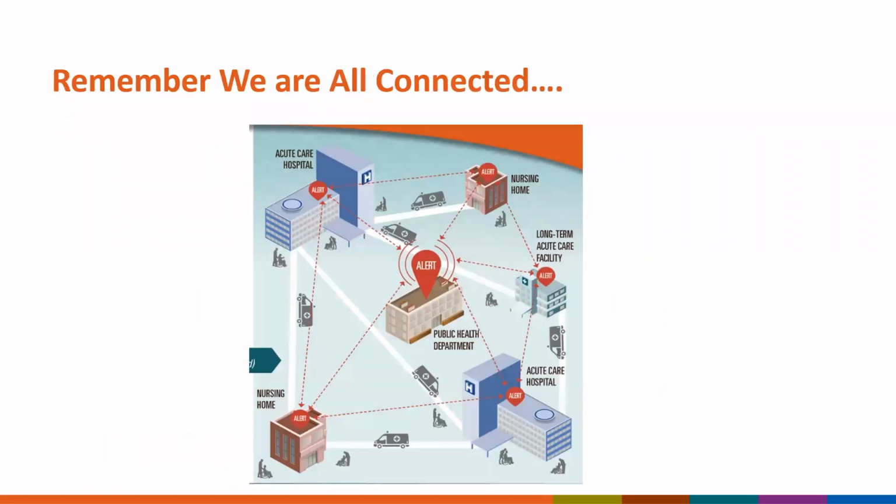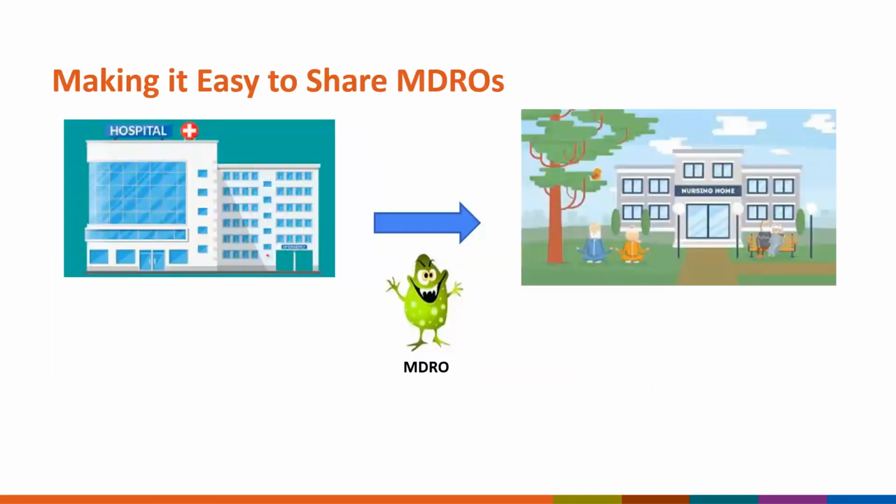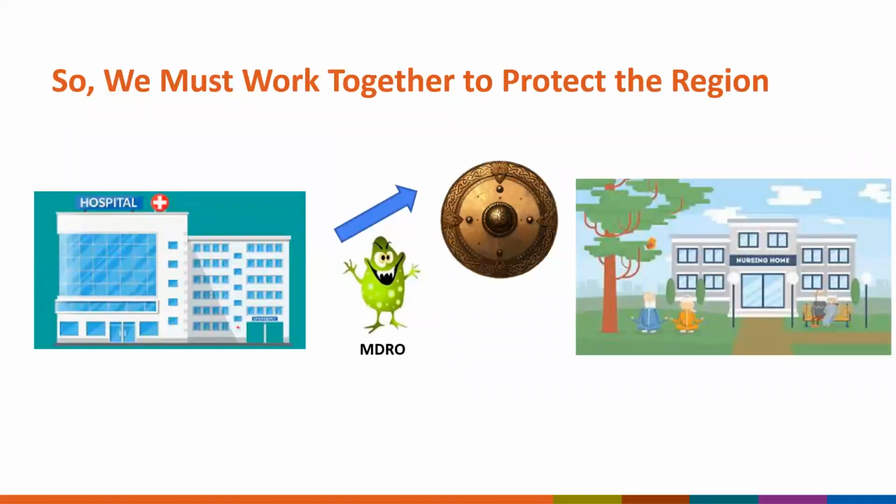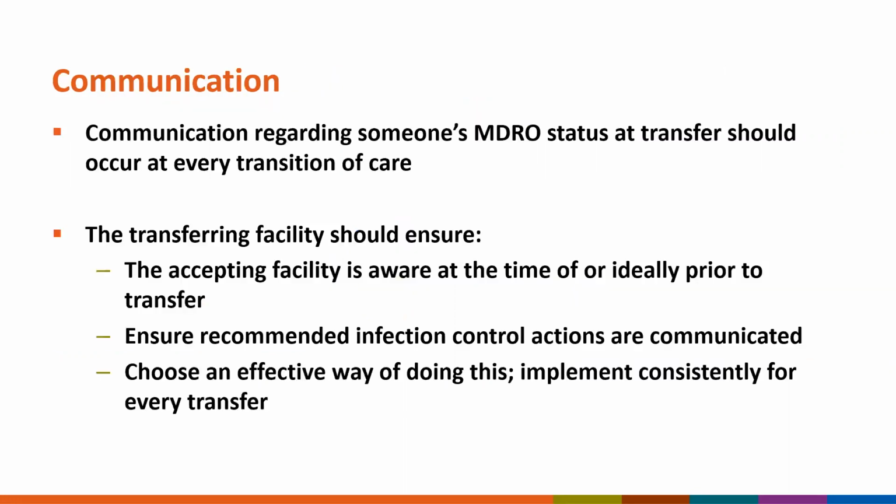As we discussed in the last webinar, healthcare facilities within a region are very much connected to one another through patient and resident sharing, making it also easy to share the MDROs. So what one facility does or does not do can have an impact on many people. But stopping the spread of MDROs is not just about one facility limiting their transmission, but it's also taking measures to protect all the people in all the facilities in the region, such as communicating.